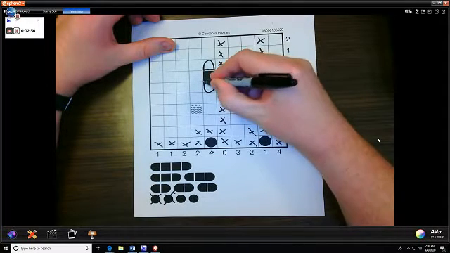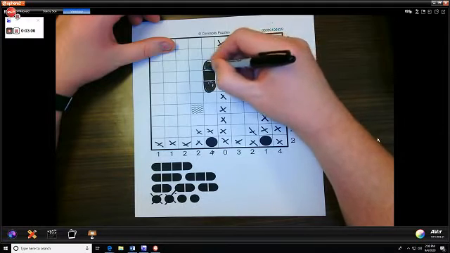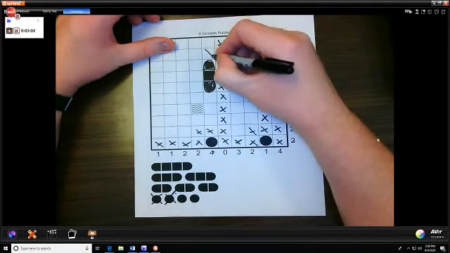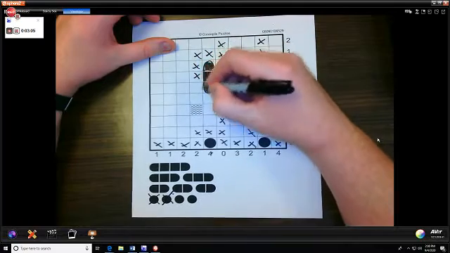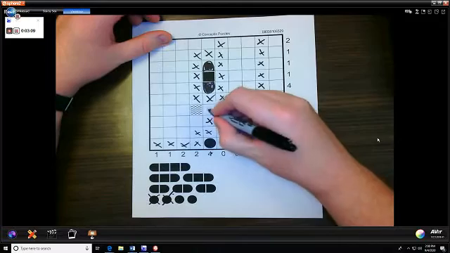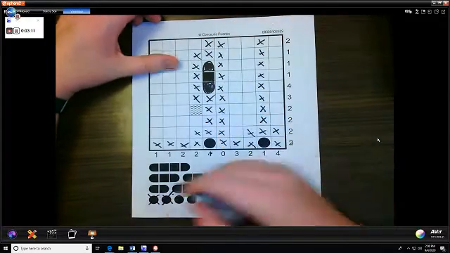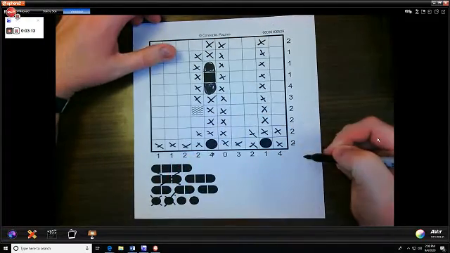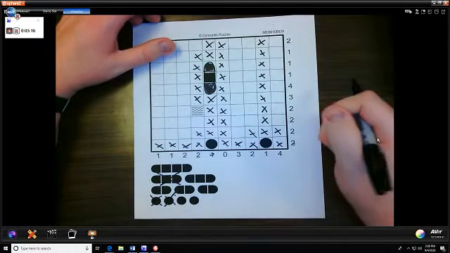and here. I'll go ahead and shade that in and shade this one in as well. And just like as always, no 2 ships can touch, so we'll put an X all the way around this one as well. And we can fill in the rest of this row. And this ship is now completed.